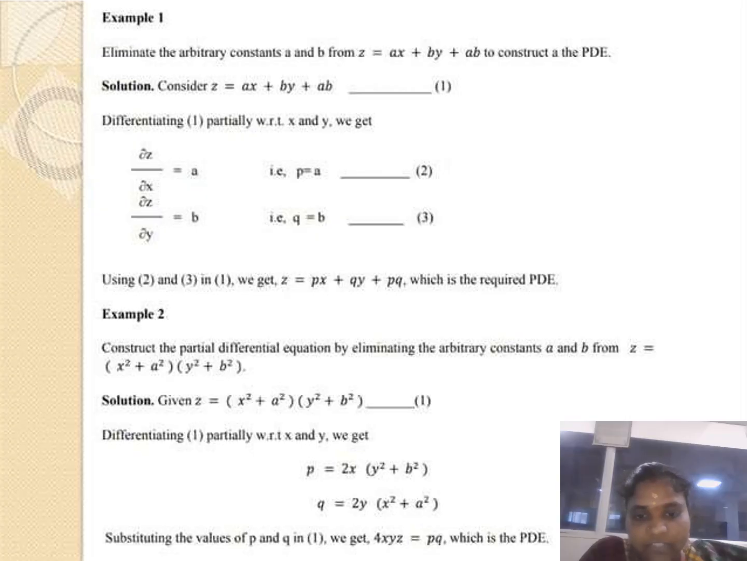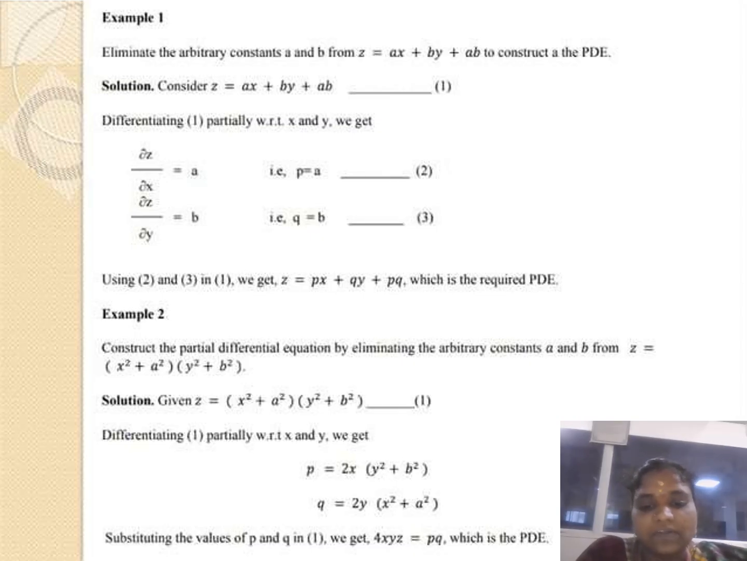So here, differentiate the first equation with respect to x and y. Partial differentiation with respect to x means ∂z/∂x, so the notation is p equal to 2x(y² plus b²). Again with respect to y means ∂z/∂y, so here 2y(x² plus a²). So here we get p equal to 2x(y² plus b²), and similarly q equal to 2y(x² plus a²).